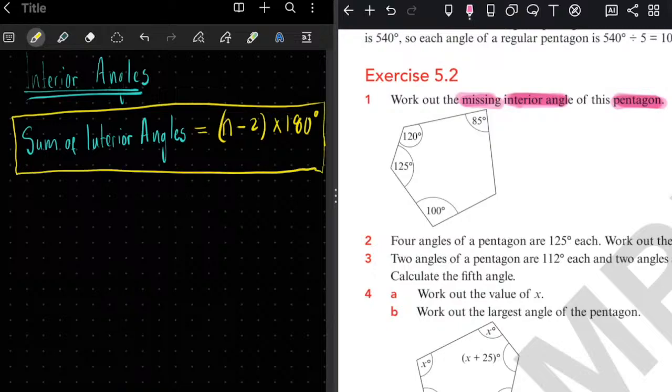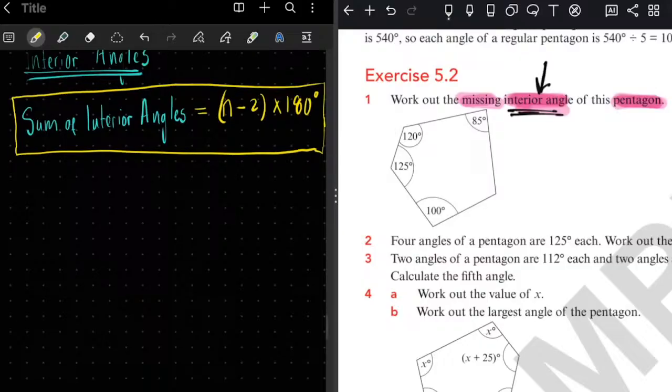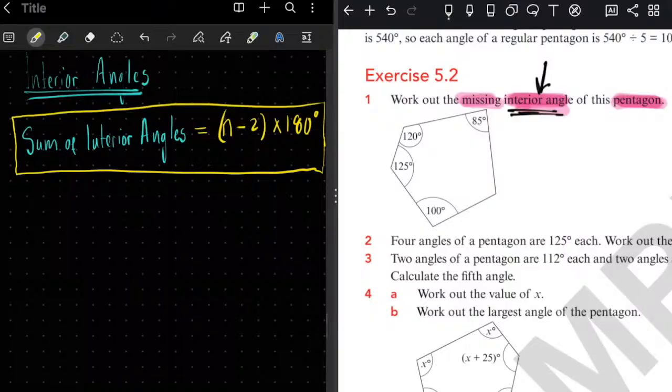Every stage 9 student should know this formula. This is the one we use whenever a question talks about interior angle. Whenever a question talks about the word interior angle, we should write this. Sum is n minus 2, then times 180 degrees. N minus 2, then times 180 degrees. Every stage 9 student should know this.